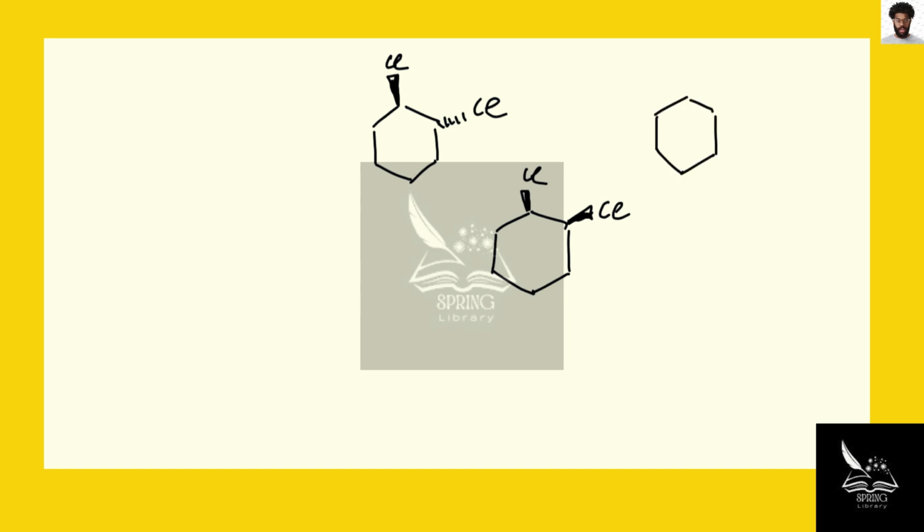Okay, and then the third molecule, again cyclohexane, di-substituted, a wedge chlorine on carbon 1, and a dash chlorine, but this time now on carbon 3. And the question is, which of these is achiral? Right? And the answer is number 2.